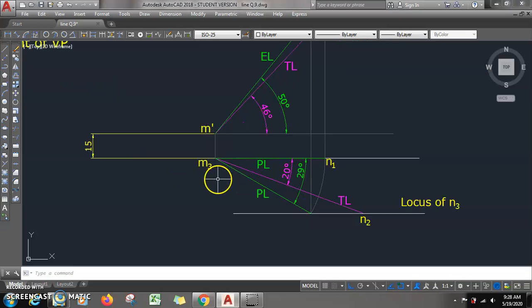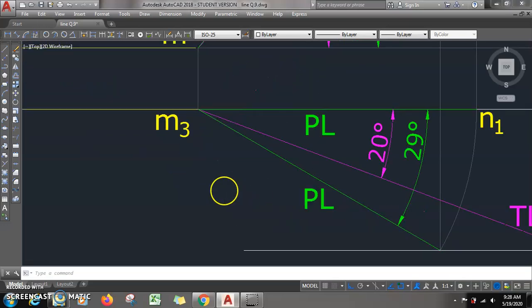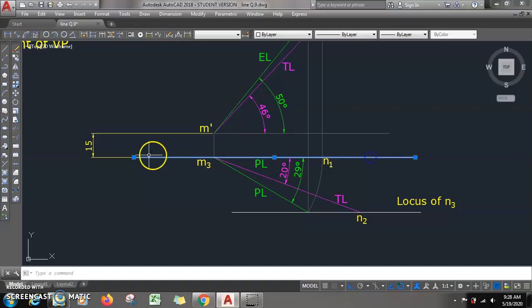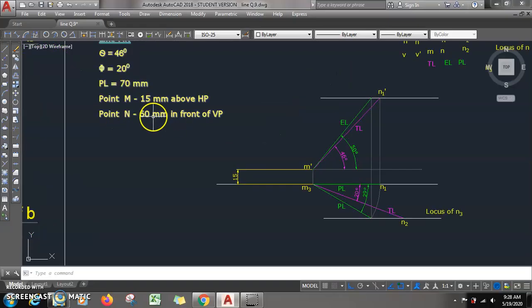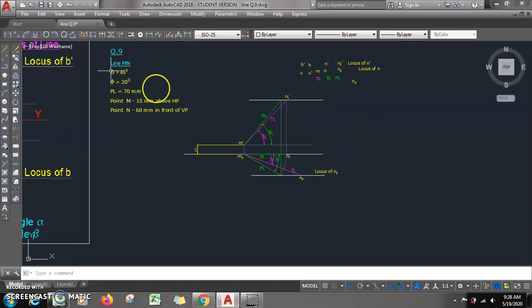So what we need to do is very simple. What can we do? See, one data is remaining. Point N is at a distance of 60 mm. So very simple. Take offset. You see, go for offset. Distance is how much? Distance is 60. Enter from XY. So XY line, this line on this side.